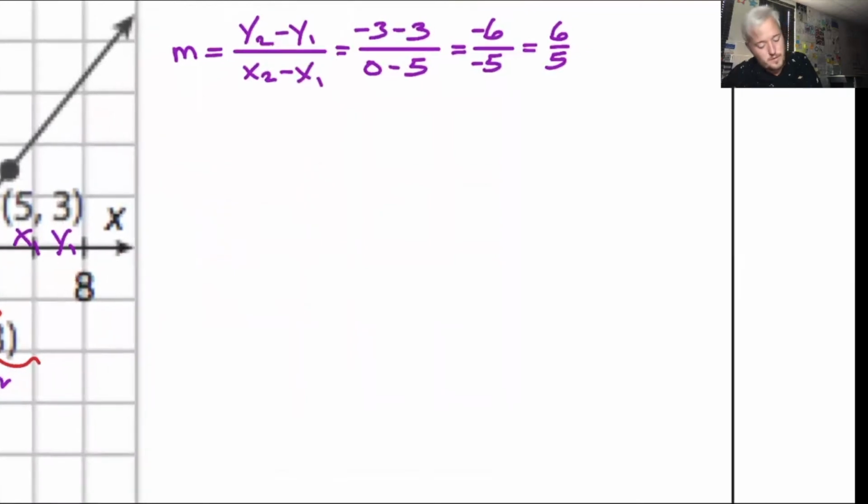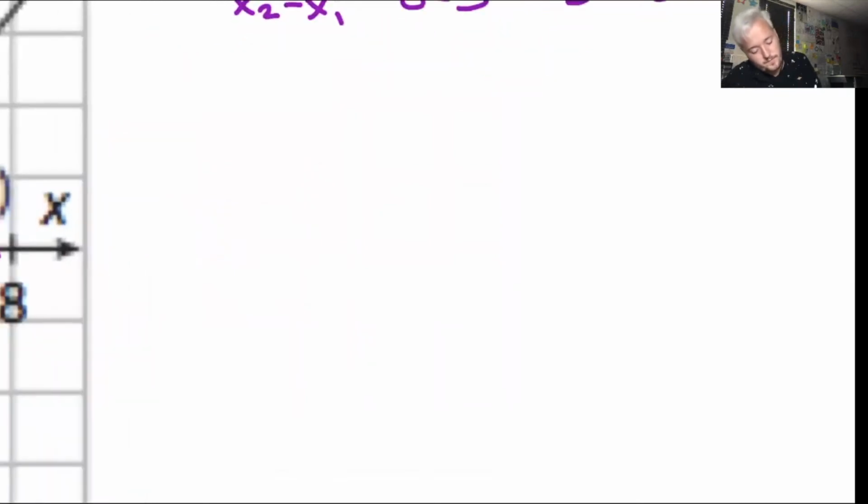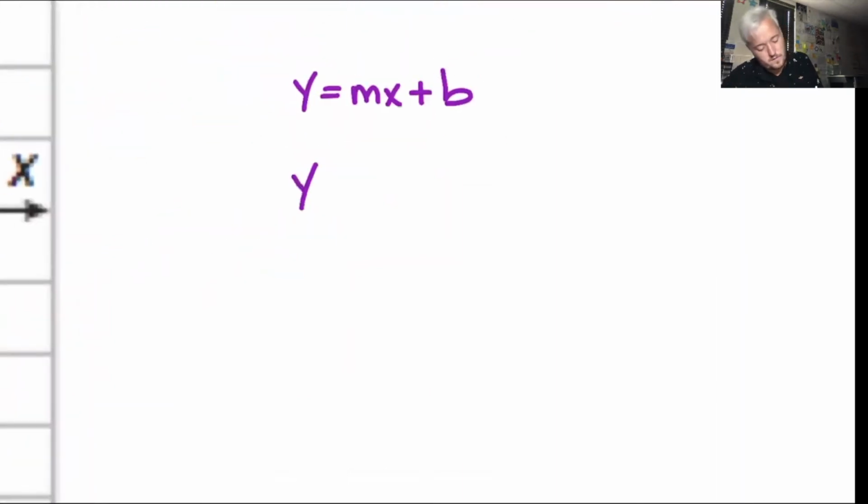So I just need to write my equation in slope-intercept form. So y equals mx plus b. I just found my m value. So y = 6/5 x - 3. So that's our equation.